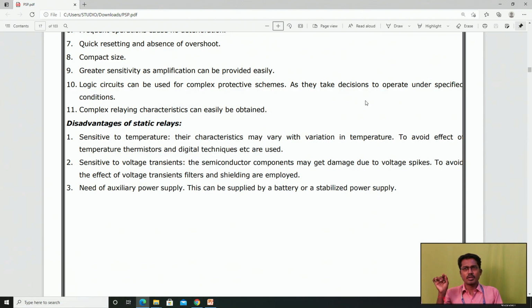Suppose you switch on a tube light, the relay may operate, because when you switch on a TV, light or fan, a high peak value of current will flow for a few seconds.